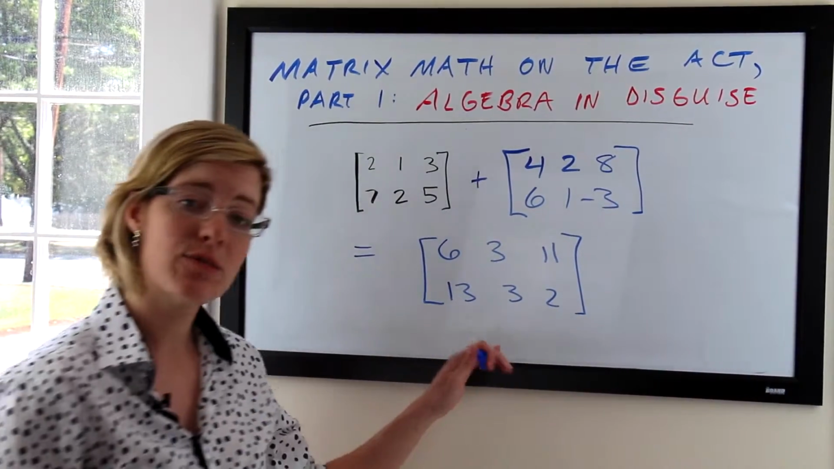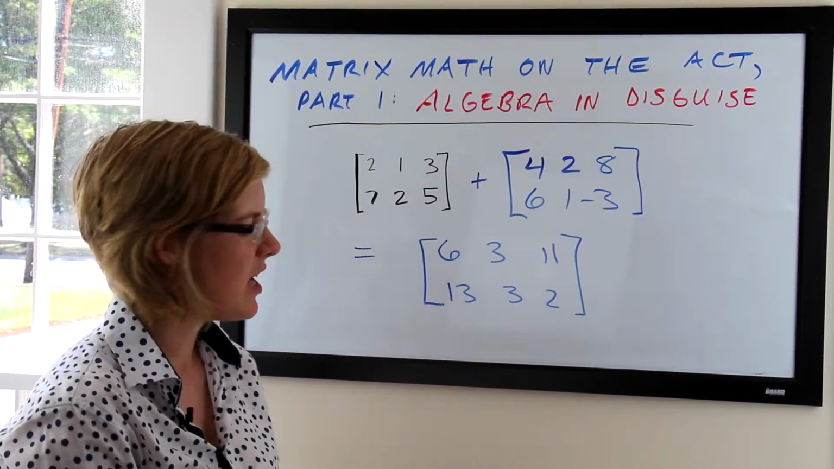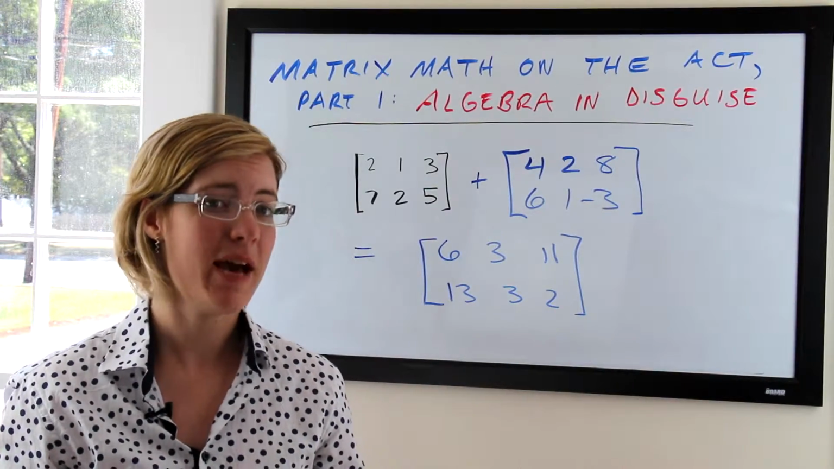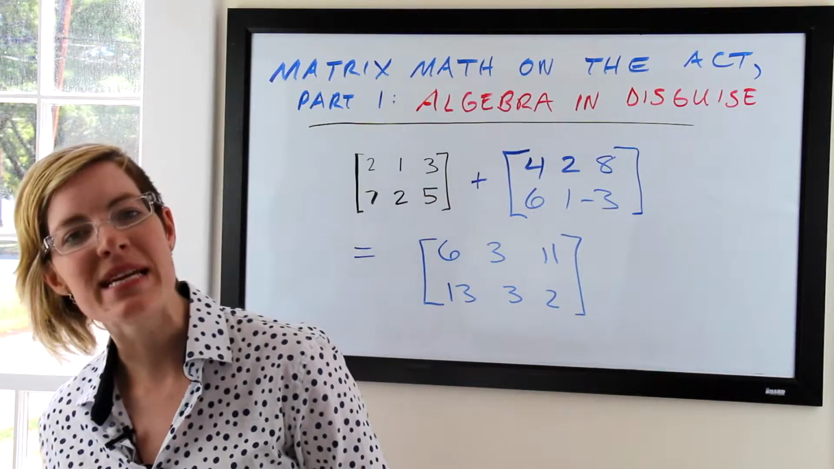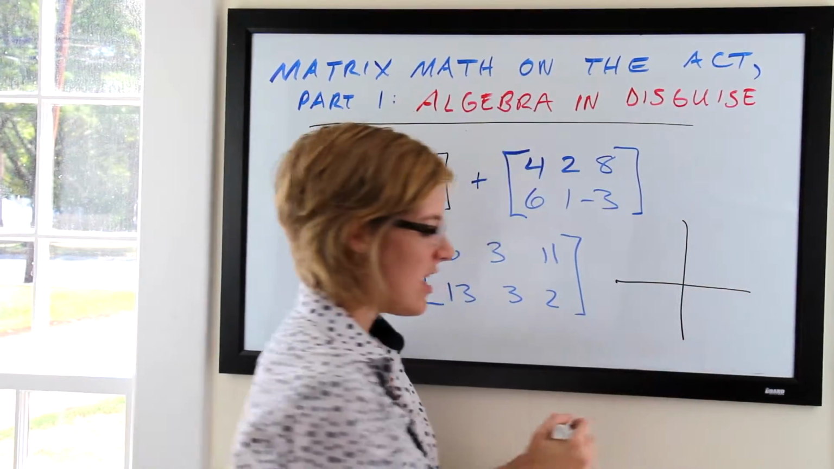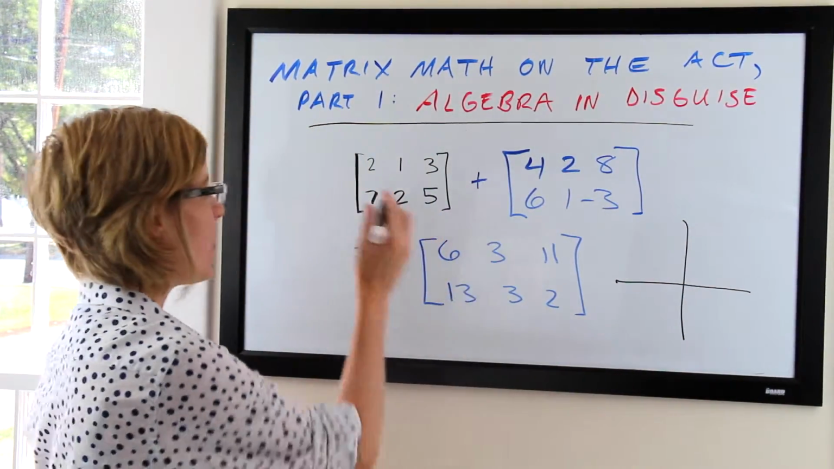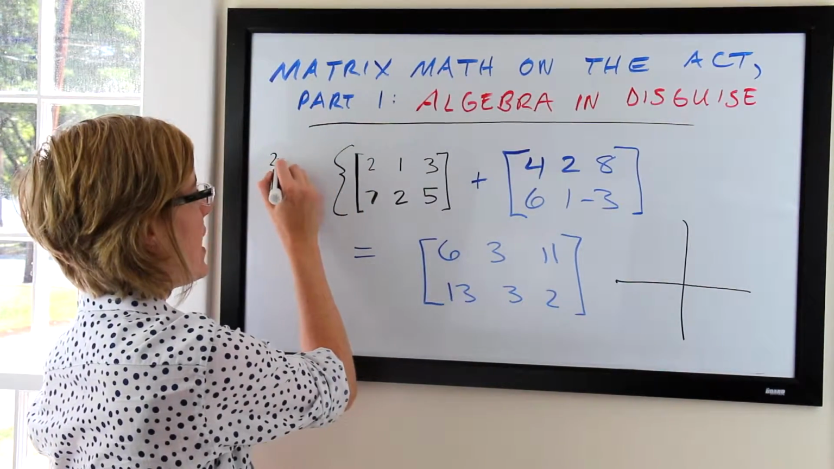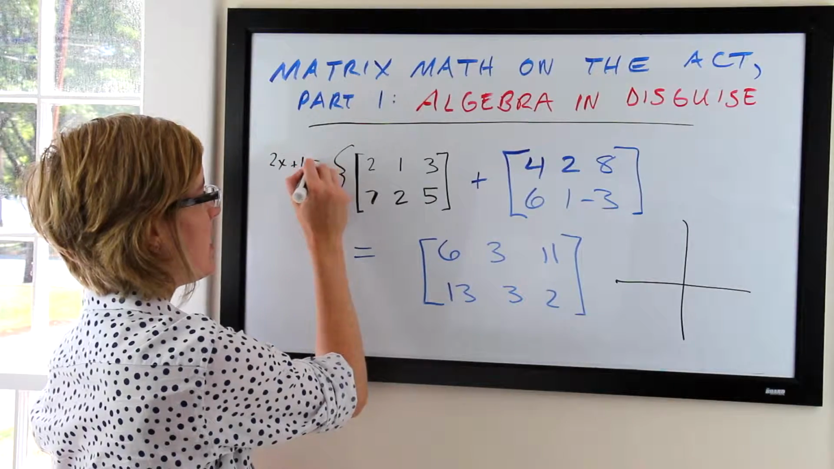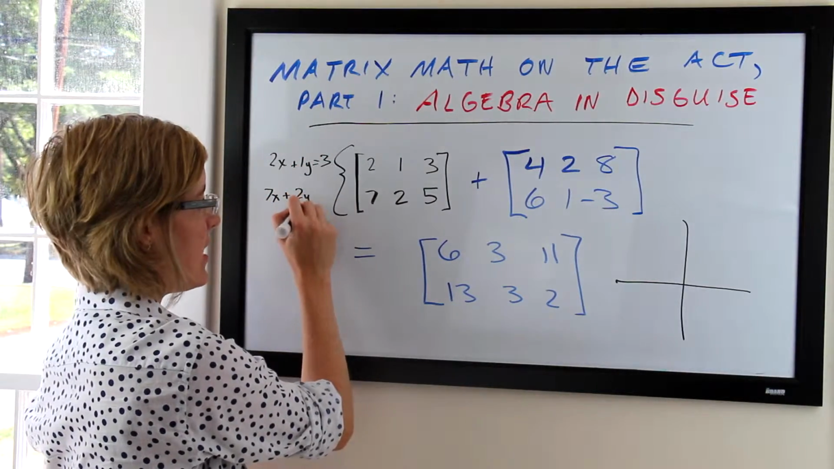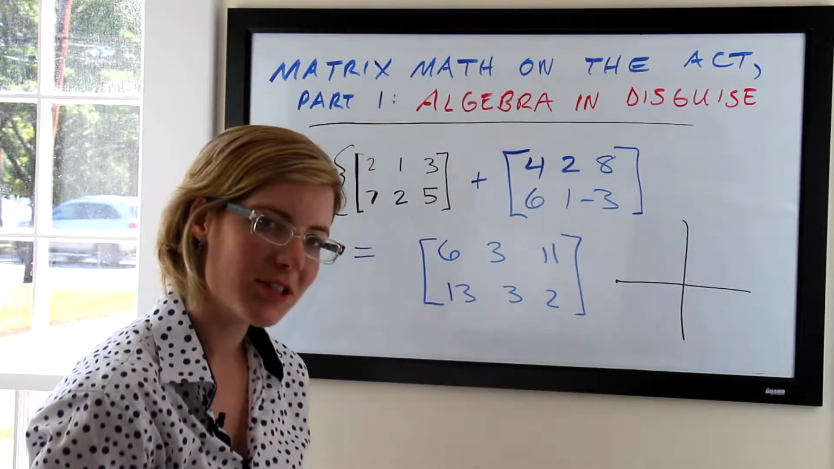We end up with this resultant matrix. Now you may be wondering, sure, I get what that does mathematically, but what does that mean? It's like this. Remember, this is just a set of equations: 2x plus 1y equals 3, and 7x plus 2y equals 5. What do those each look like?